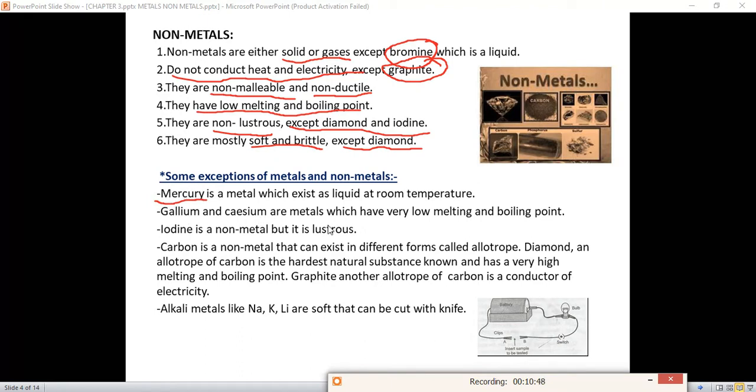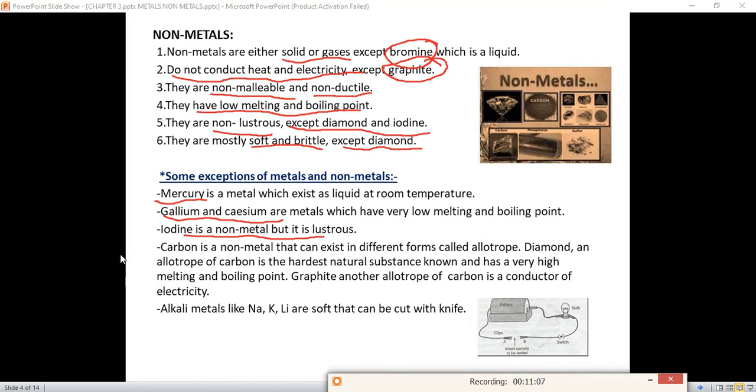Gallium and cesium are the metals which have very low melting and boiling points. These two metals, gallium and cesium, have such low melting and boiling points that they can even melt if you keep them in your palms, in your hands. Iodine is a non-metal, but it is lustrous. It is shining in nature, iodine.